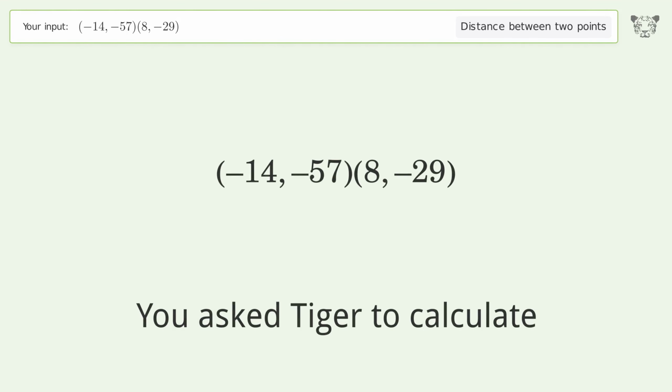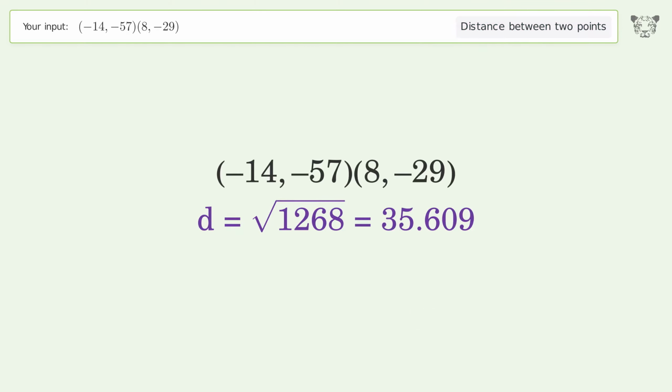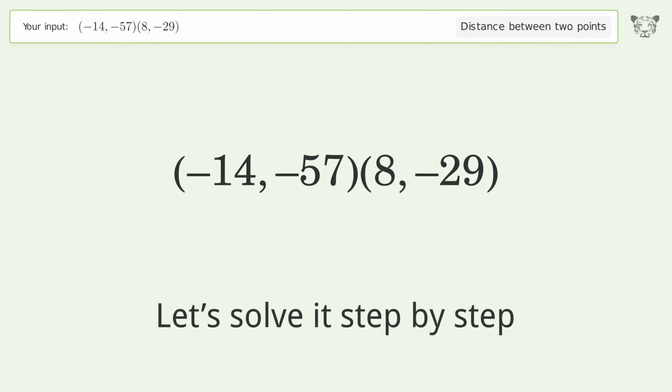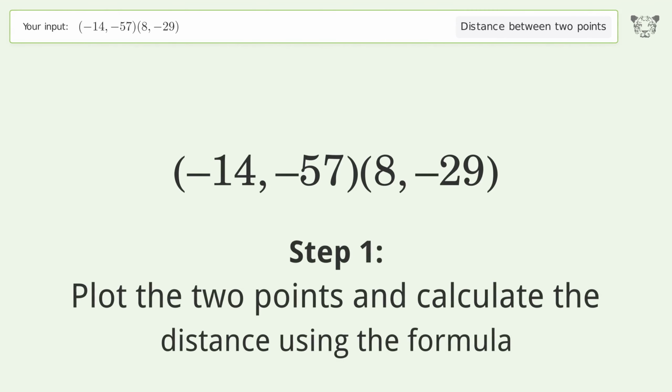You ask Tiger to calculate. This deals with the distance between 2 points. The distance between the 2 points is the square root of 1268, or 35.609. Let's solve it step by step. Plot the 2 points and calculate the distance using the formula.